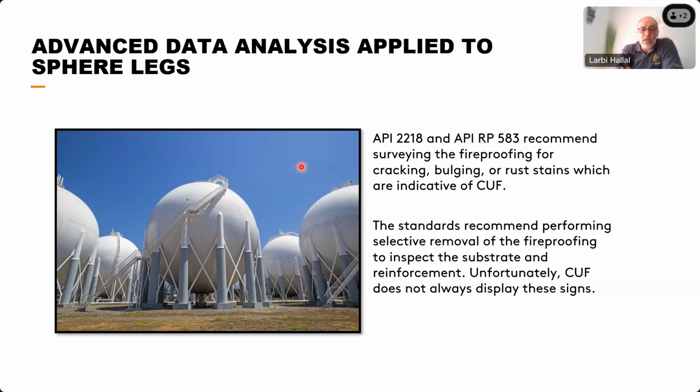Okay. But unfortunately, corrosion under insulation does not always display external signs where it is present. And this is where Pulsed Eddy Current can be really helpful for this type of application.